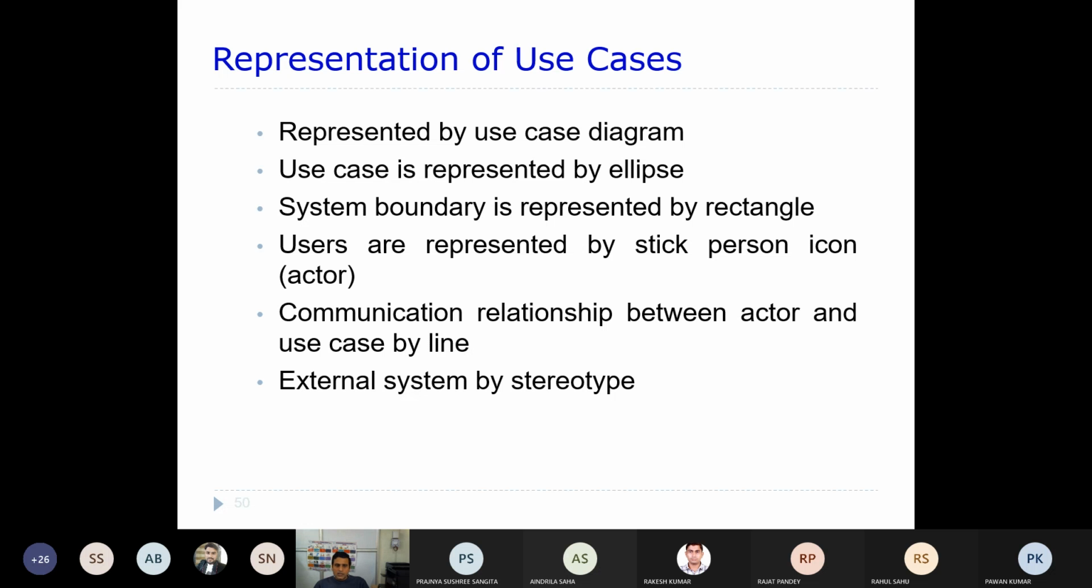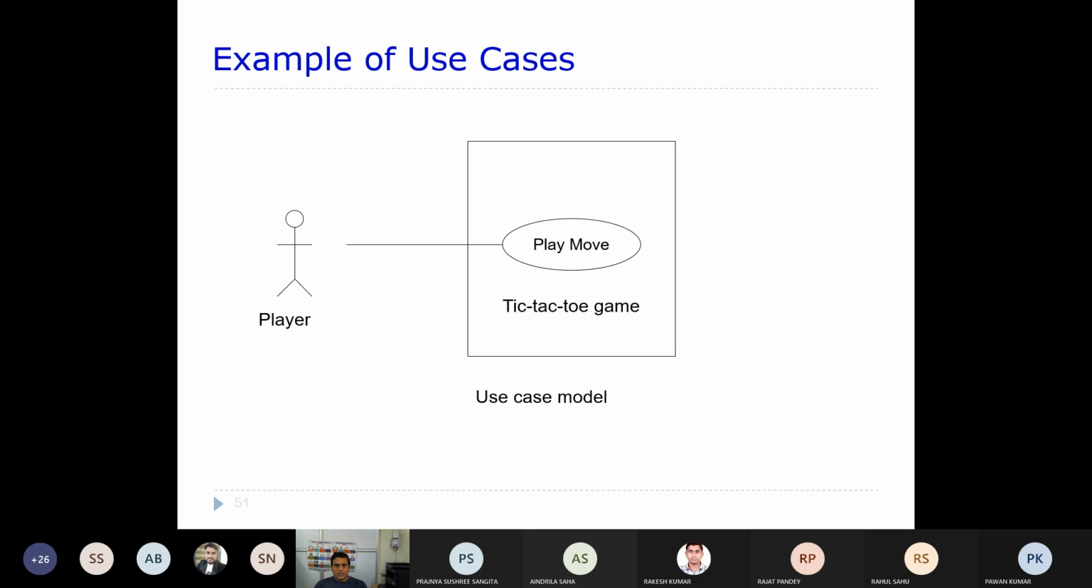Now, an external system is shown by a stereotype. We'll go through an example, then you can understand. Right now you can see here that the system boundary is represented through a rectangle.